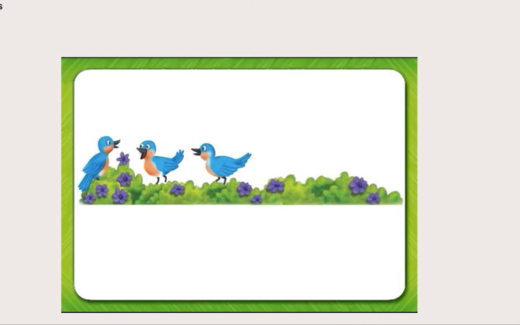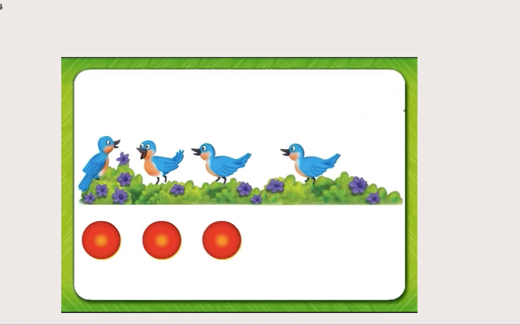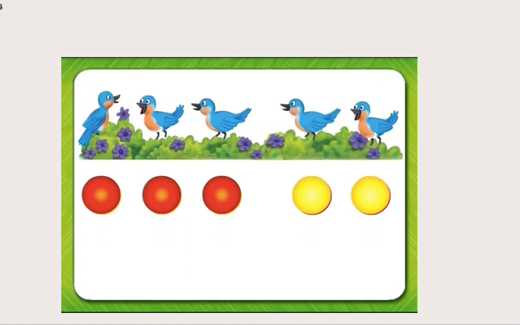3 birds are singing in the grass. Let's use 3 red counters, 1 for each bird. 2 more birds fly over to join them. Let's use 2 yellow counters, 1 for each new bird. Now there are 5 birds singing in the grass. We have 5 counters, 1 for each bird. So let's write a 5 in the answer blank.